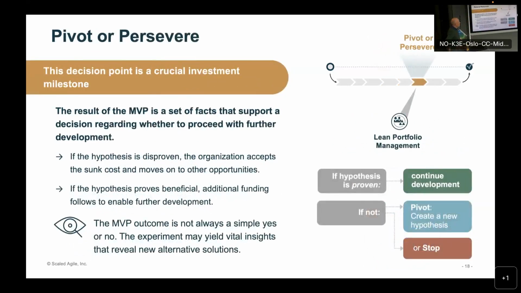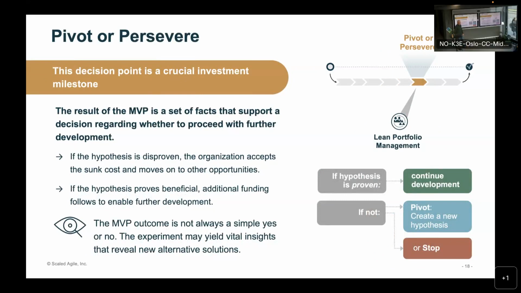And then you come to the decision where you don't really look at sunk cost, but where you will see if the hypothesis, when you have the product in front of the customer, should you continue investing? Should you pivot, create a new hypothesis to see if that works, or should you just plainly stop? But then you have done that in a very short time span.